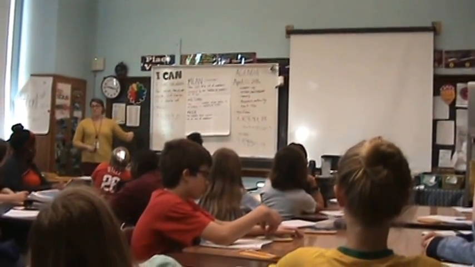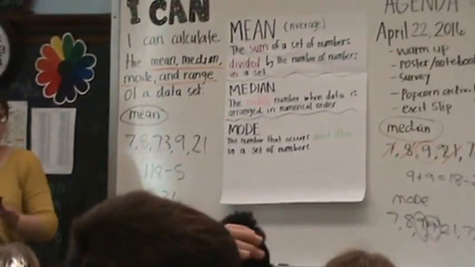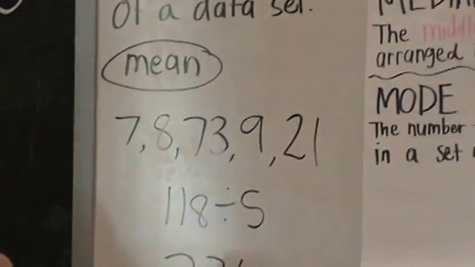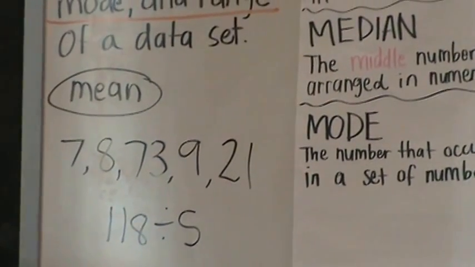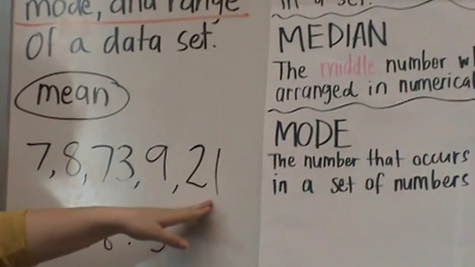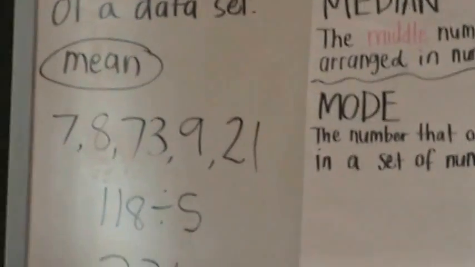Is there more 7s than anything else? Like as a whole, the number 7 itself, single 7. Is there more 8s than anything else? No. More 73s than anything else? No. More 9s? Yes. No. In this set? More 21s? No. There's no more. Okay?